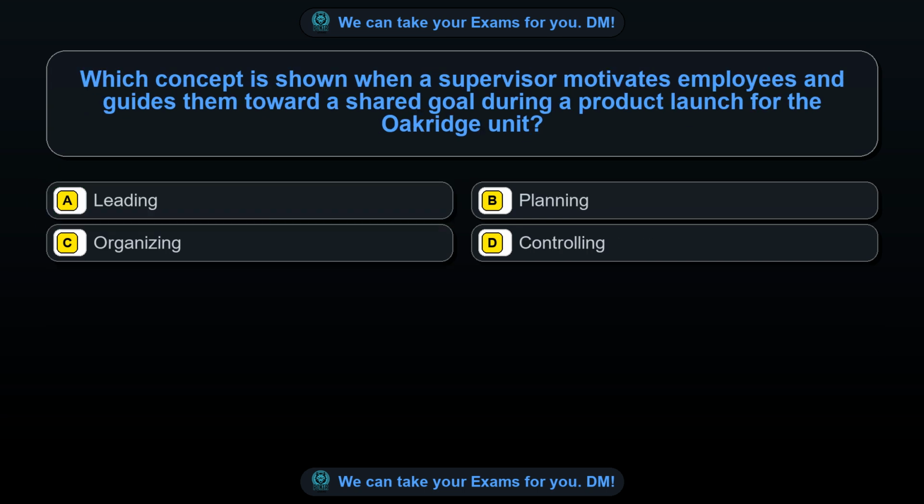Which concept is shown when a supervisor motivates employees and guides them toward a shared goal during a product launch for the Oak Ridge unit? Option A, leading. Option B, planning. Option C, organizing. Option D, controlling. The correct answer is option A, leading.